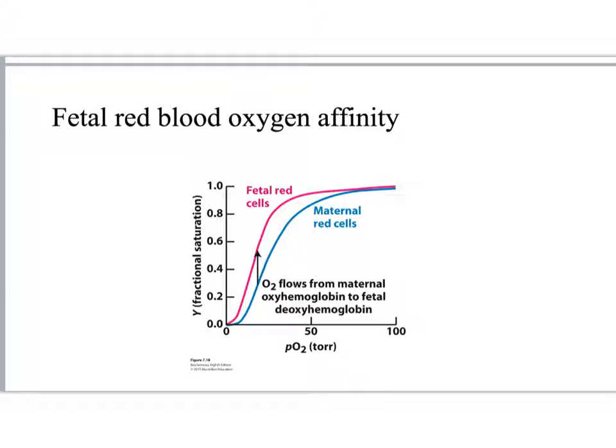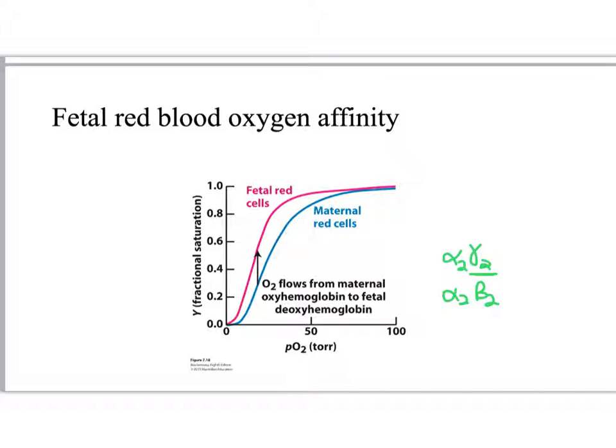Now, to further illustrate this role of 2,3-bisphosphoglycerate, fetal hemoglobin doesn't bind the 2,3-bisphosphoglycerate as well as maternal hemoglobin. And this is because fetal hemoglobin has different chains. It has 2 gamma chains instead of 2 beta chains. So fetal hemoglobin is an alpha 2, gamma 2, whereas maternal, we have that alpha 2, beta 2. Okay, so we have a slightly different structure in terms of that chain.